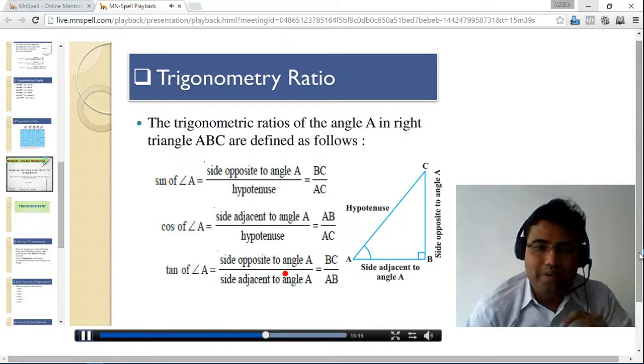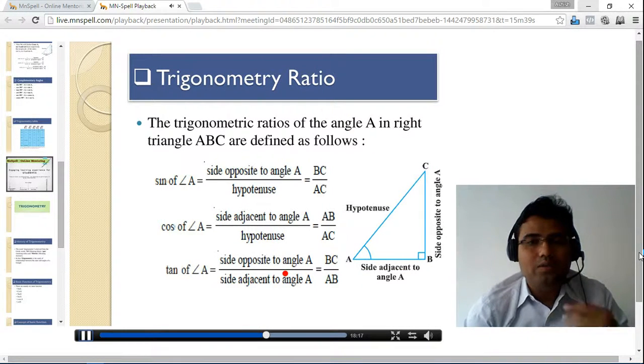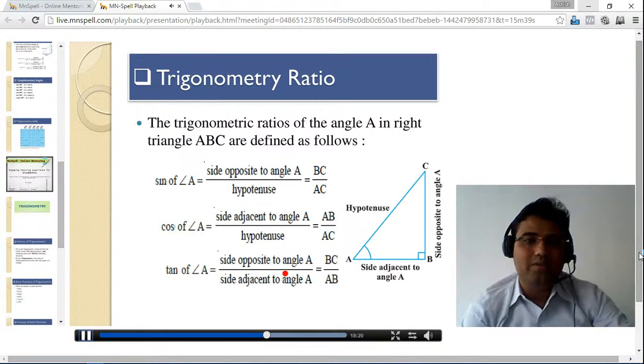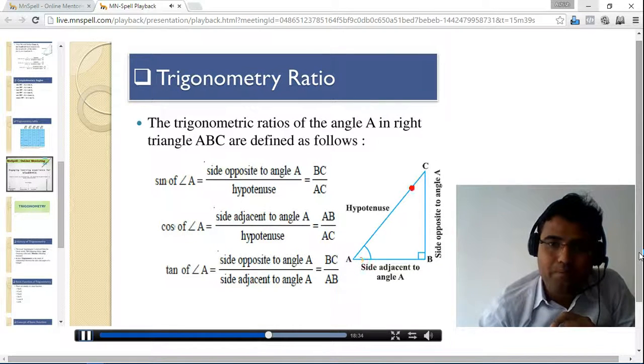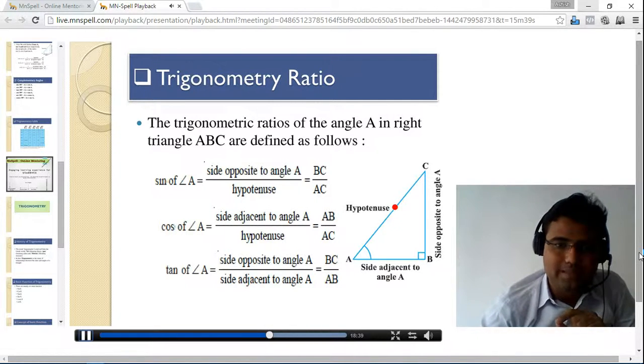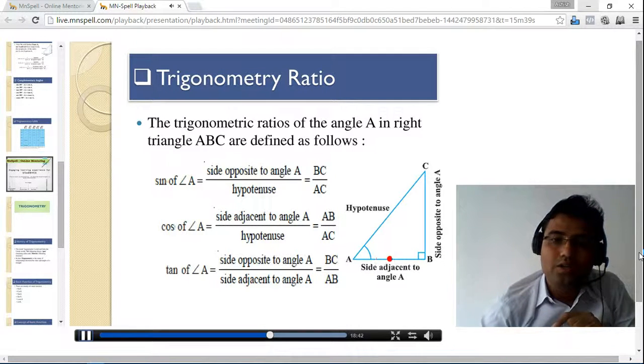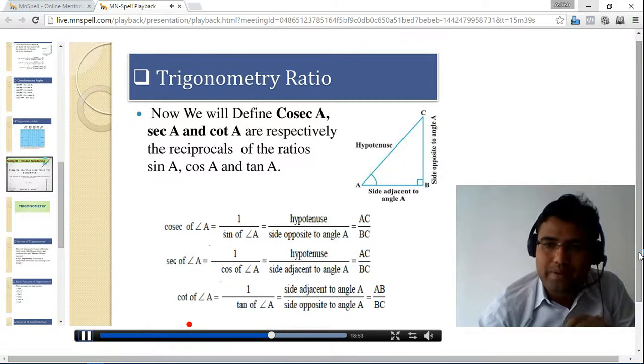So it is BC upon AB. Now just look at these values in sine form. Sine of angle A is the opposite side BC upon the hypotenuse AC. The value of cos A is the adjacent side AB upon the hypotenuse AC. So cos A is AB upon AC. Now tan A is the opposite side of angle A, BC, upon the adjacent side of angle A, AB. So tan A is equal to BC upon AB.